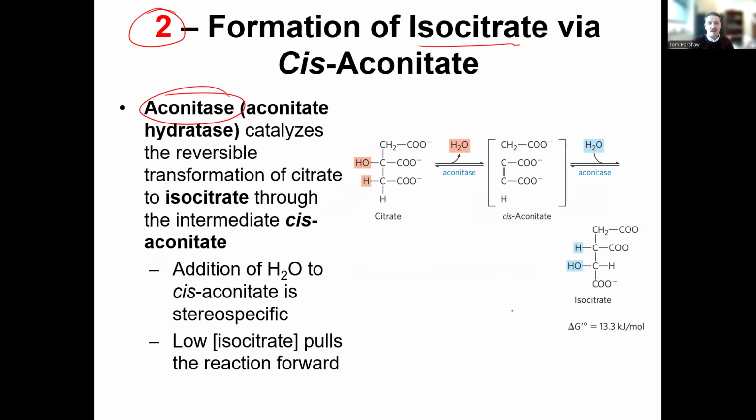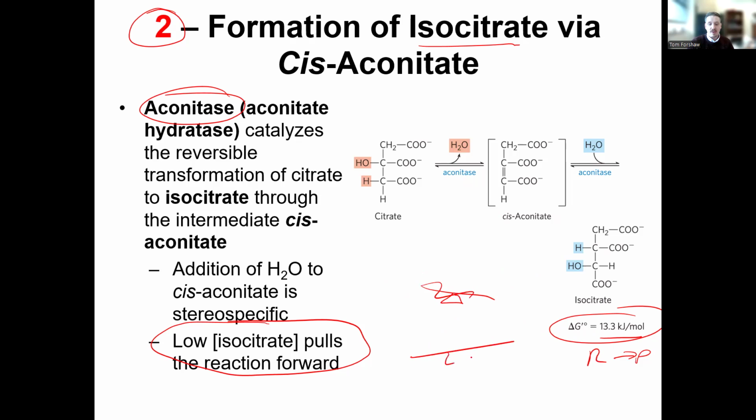It is, as with everything, a reversible reaction. The biochemical delta G actually slightly favors the reactants. But again, it's going to be pulled forward by the low concentration of product, because the product is going to be shuttled into reaction number 3. If there wasn't a reaction number 3, then the equilibrium would balance with a lot more reactant than there is product.